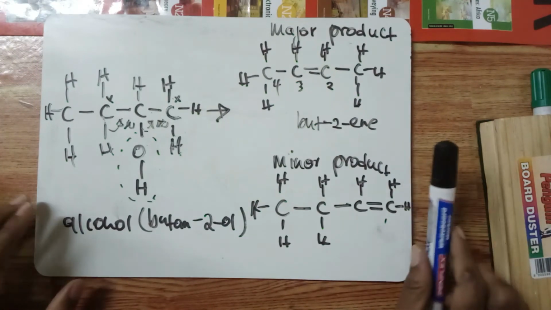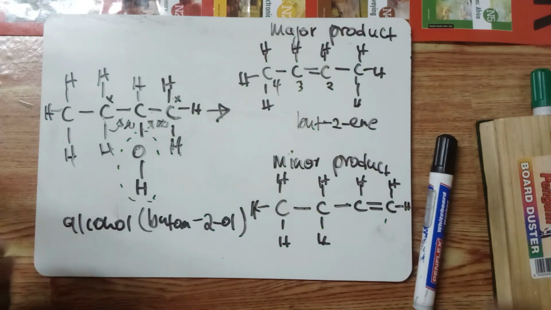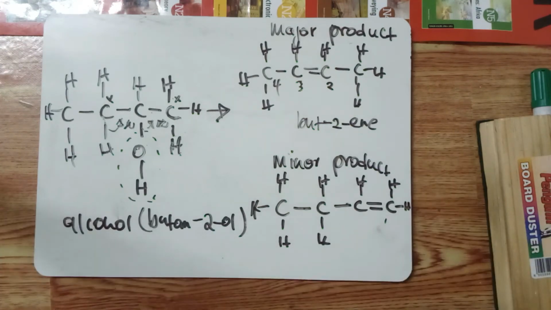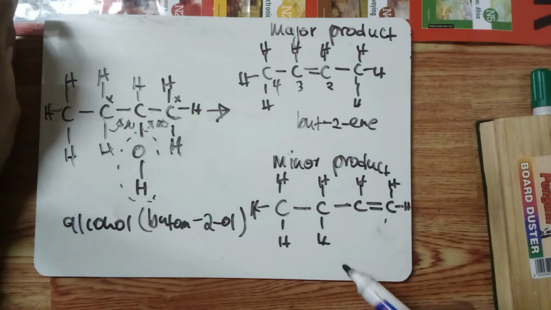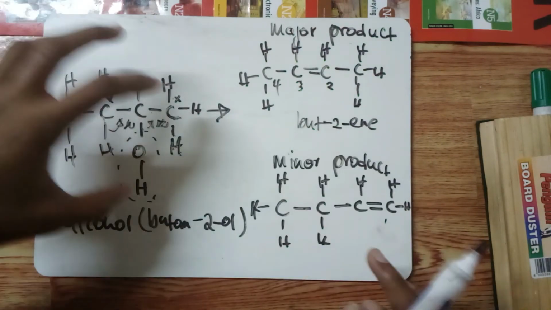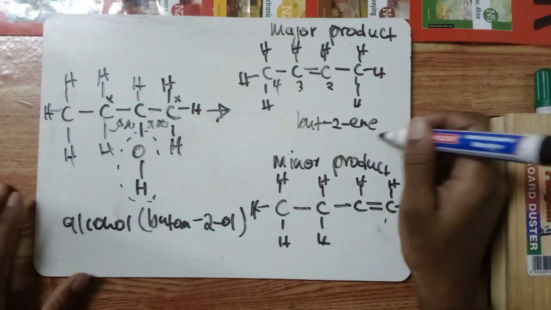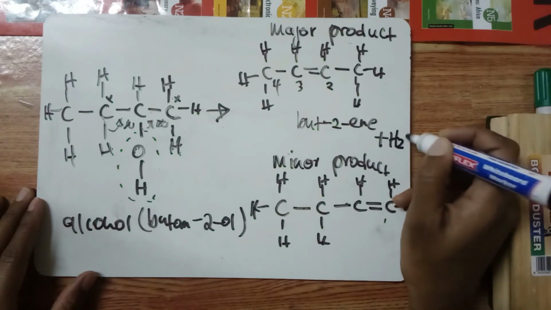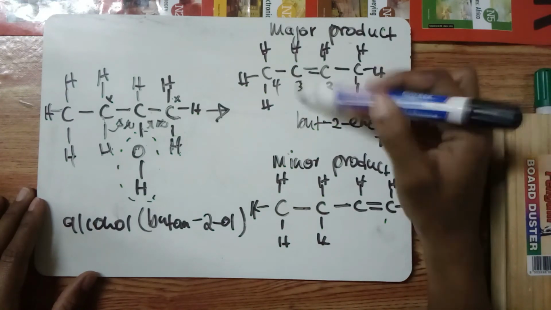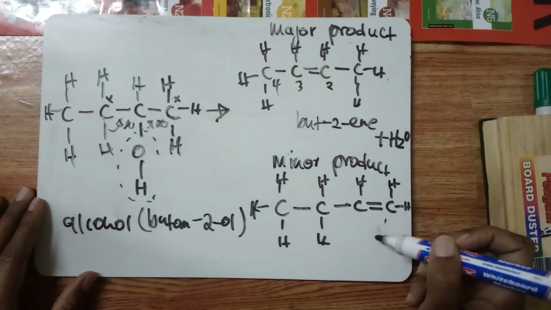So now let us move to the third type of elimination reaction that you're supposed to know. But before we do that, it's also very important, like I mentioned before, to know the reaction requirements. For us to remove water, remember that water will be released. So we have plus H2O. You form your alkene plus your H2O.